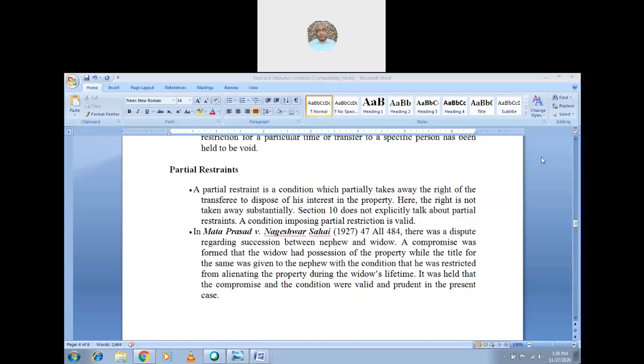Section 10 does not explicitly talk about partial restraint. A condition imposing partial restraint is valid. Suppose a partial restraint is made, it is a valid right. Just like I told you in the case law just now, selling to tribals in tribal areas, that is a condition which is partial. It should not be sold to anyone else, so the condition is valid. So now, yes, please ask me.